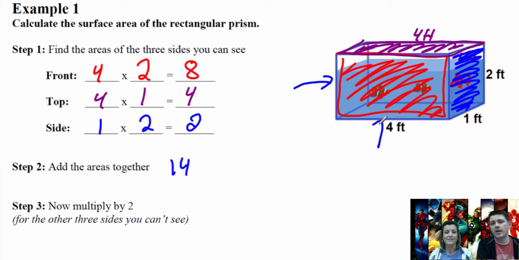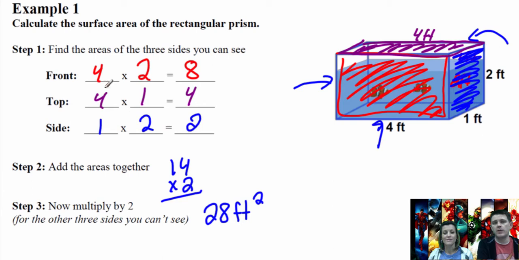Our top, we have a matching bottom. And our front, there is a back side back there that's going to match with it. So go ahead and double this for the other 3 sides we can't see, and we end up with a total surface area of 28. We're dealing with feet, so it's 28 feet squared. Find the area of the 3 you can see, add them together, and then double it for the 3 sides we can't see until we get to our answer.